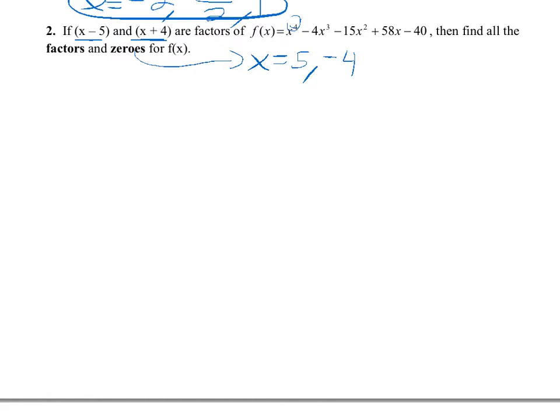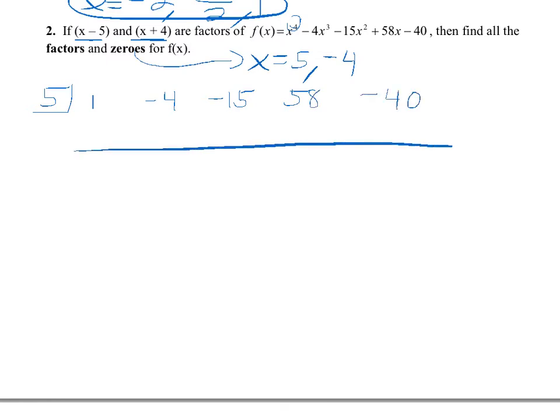So I'm going to use those 2 numbers, 5 and -4, for synthetic division. So let's put 5 up here. I put all the coefficients for f of x, so it's 1, -4, -15, 58, and -40.